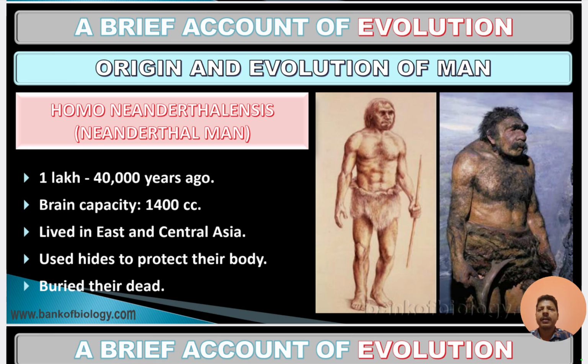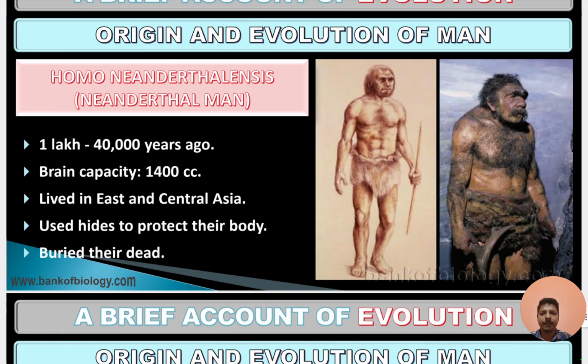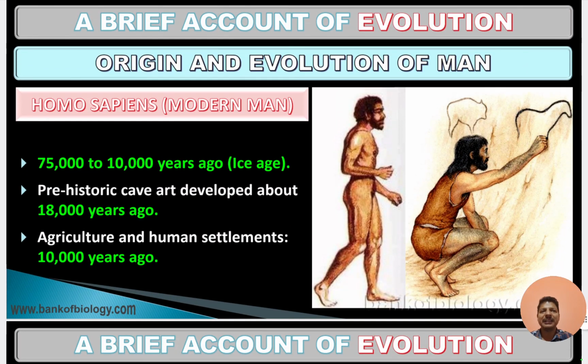Then Homo neanderthalensis or Neanderthal man, 1 lakh to 40,000 years ago, brain capacity 1400 cc, lived in East and Central Asia, used hide to protect their body, buried their dead. Then Homo sapiens or modern man, that is 75,000 to 10,000 years ago, Ice Age. Prehistoric cave art developed about 18,000 years ago, agriculture and human settlement 10,000 years ago.